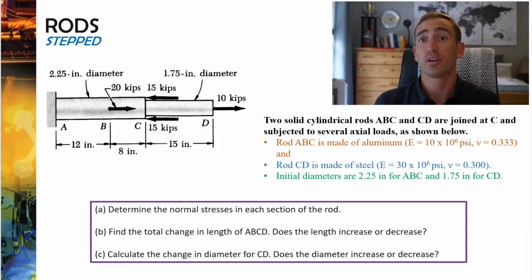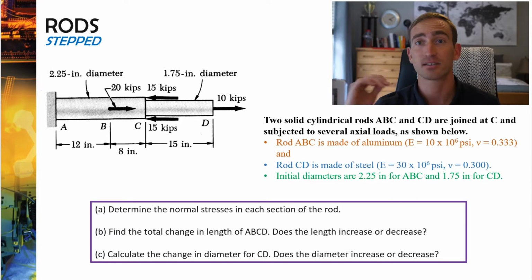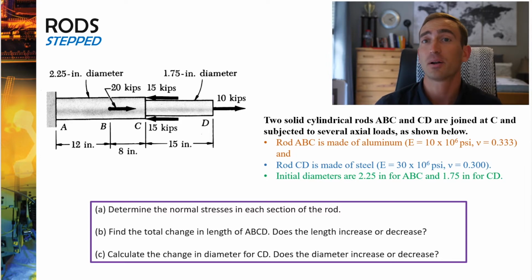So pretty much what I want to do in this lecture is just jump straight into some handwritten solutions and show you how you apply all the concepts you've learned so far to these types of problems. The first problem we'll look at is the one that's shown below. What you've got is two rods here, rod ABC, which is made out of aluminum, and rod CD, which is made out of steel.